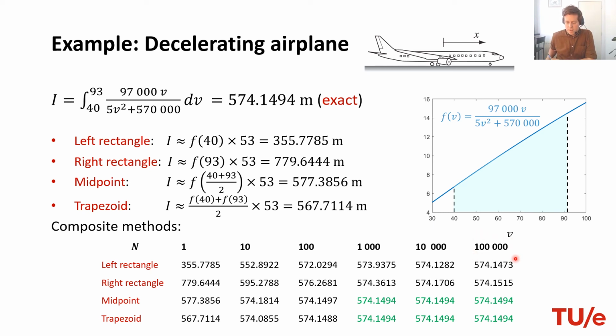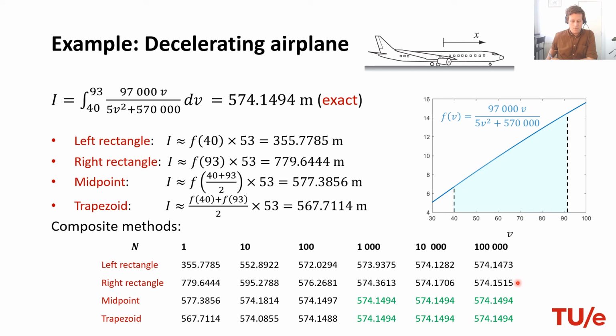100,000 function evaluations, in this case it's not expensive to evaluate, but if it were quite expensive to evaluate, so if, let's say, it would take 1 second to evaluate that function, then approximating the integral with this left rectangle rule, that would be approximately 100,000 function evaluations. That would take you approximately 30 hours. So that's not something you would want to do if you can avoid it in any way.